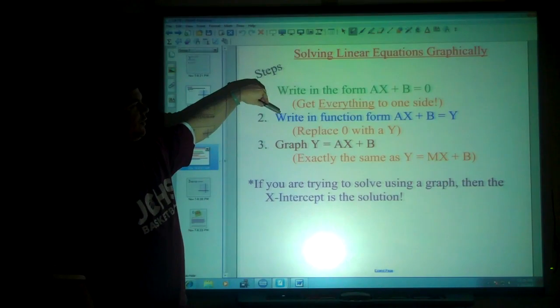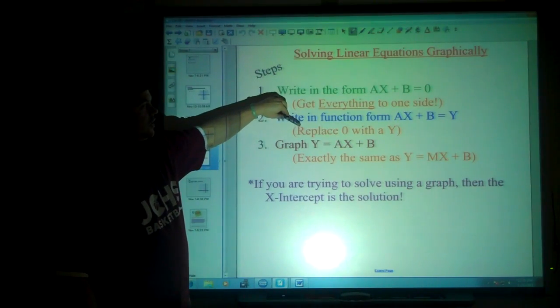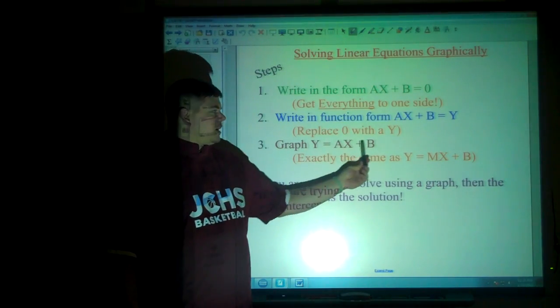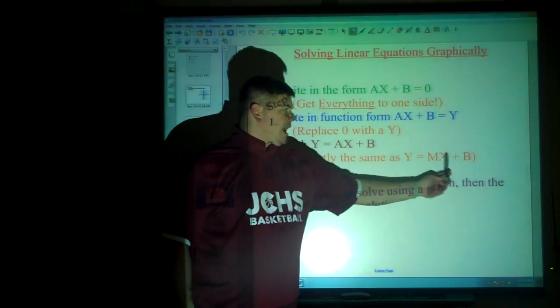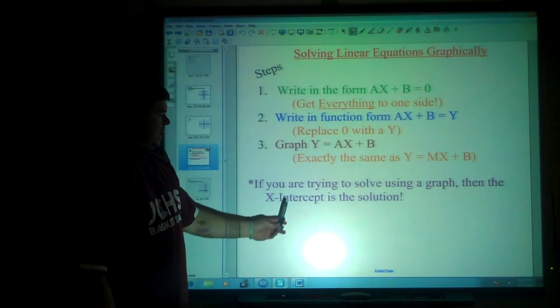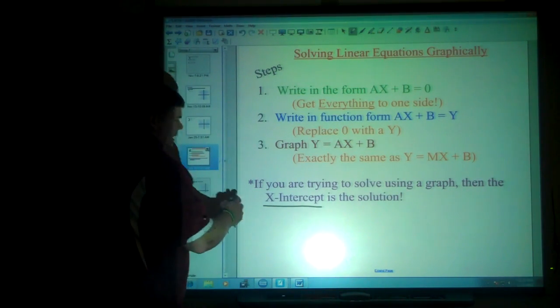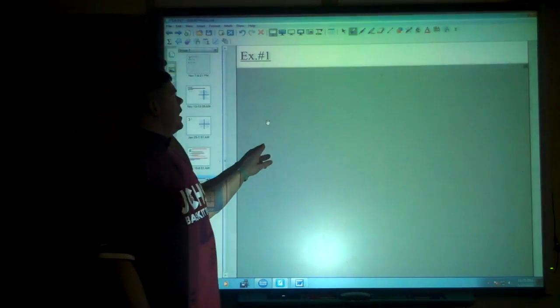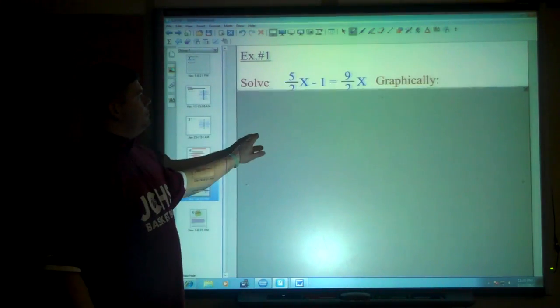Then changing it to the function form. In other words, changing the 0 into a y, which means that y equals ax plus b is really the same as y equals mx plus b. We know how to graph y equals mx plus b, and where the x-intercept is the answer. That's what we're trying to find. So let's try another example of this.